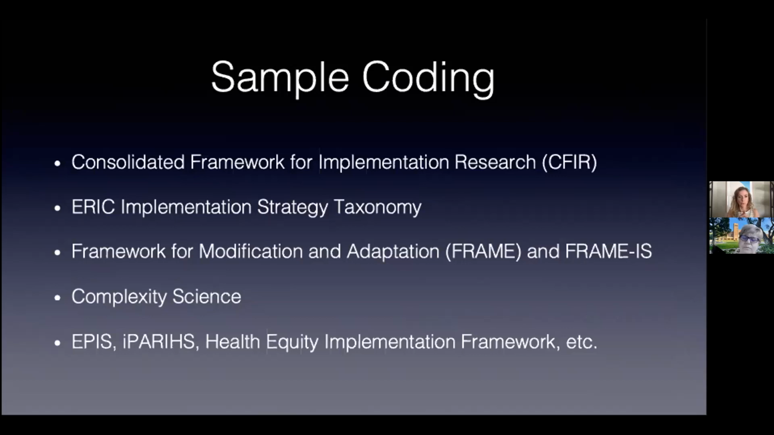I will also say we've used FRAME for categorizing adaptations, and that's been very helpful. We're playing now with using FRAME-IS, the implementation strategy version, the newer version focused on implementation strategies as well, so that works fine. We've certainly used complexity science in coding. I just showed an example of working with EPIS. I think you could do it with iPARIHS. We've done some other work with the health equity implementation framework. So we've just found it to be very flexible and amenable to different theoretical frameworks. That's good. It leaves us some flexibility.